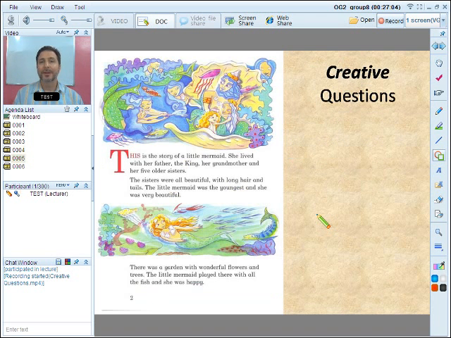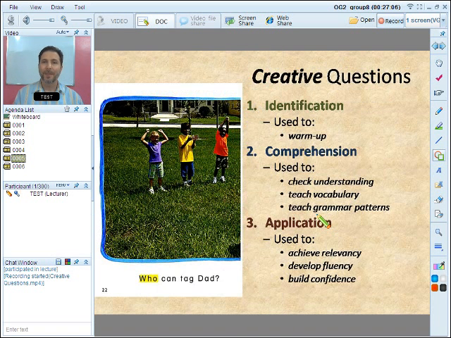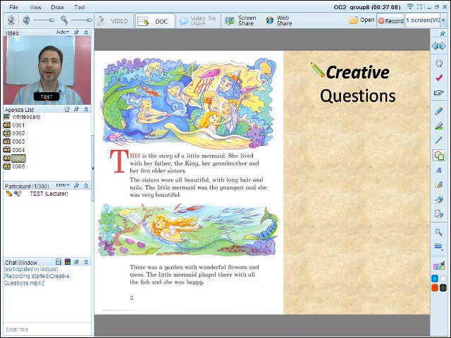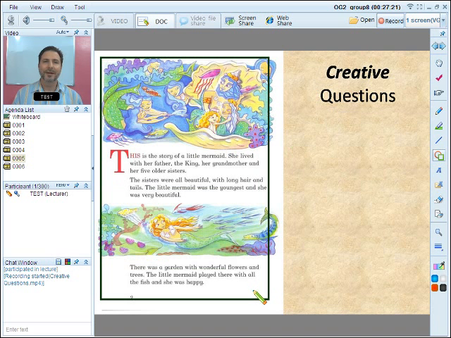Okay, so creative questions. I'm going to assign this to you. Think of 2 identification, 2 comprehension, and 2 application questions based on this text right here. Please submit those as part of an assignment, and I'll check them out and get back to you.